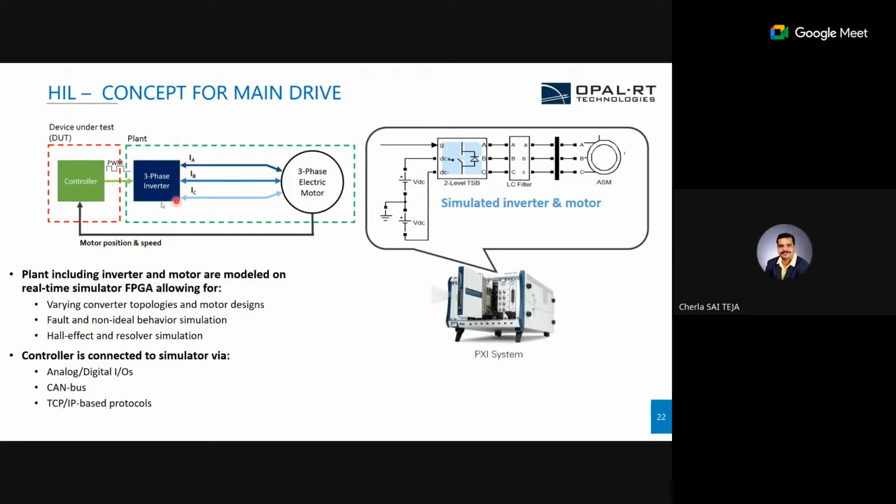Why? Because this inverter and motor, everything is simulated. So I can happily short one leg of the inverter by sending the same pulse to the top switch and the bottom switch. I can see under this fault study how the motor will work, or what happens to the motor. So all this non-ideal behavior we can happily simulate and study for various topologies.